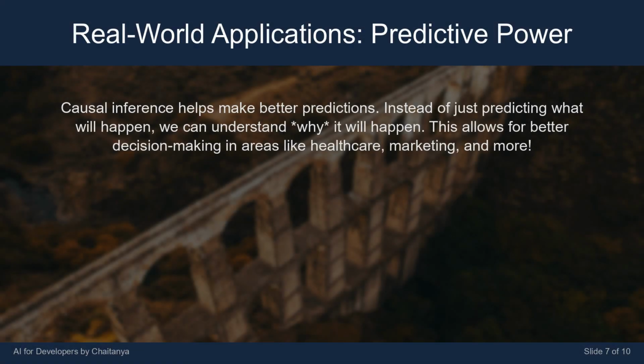Causal inference helps make better predictions. Instead of just predicting what will happen, we can understand why it will happen. This allows for better decision-making in areas like healthcare, marketing, and more.